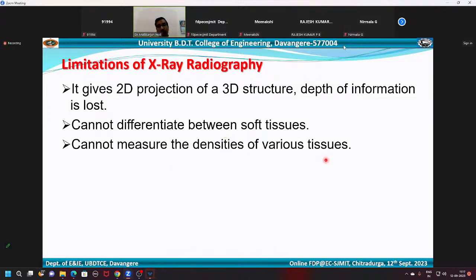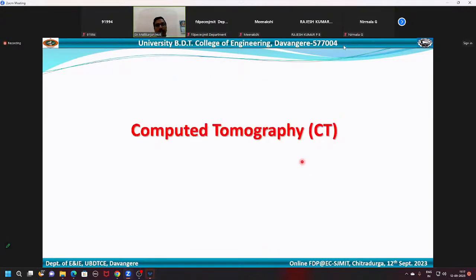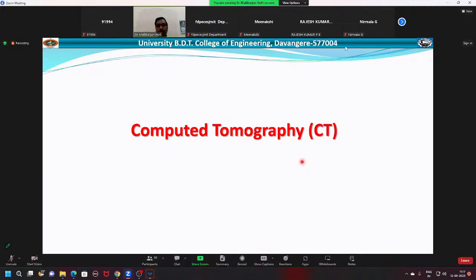Suppose you want to get different images for different tissues. At that time, density has to play an important role, but we cannot do that with the ordinary radiograph. So those are the limitations. How do we overcome these limitations? The extension of this is computed tomography.